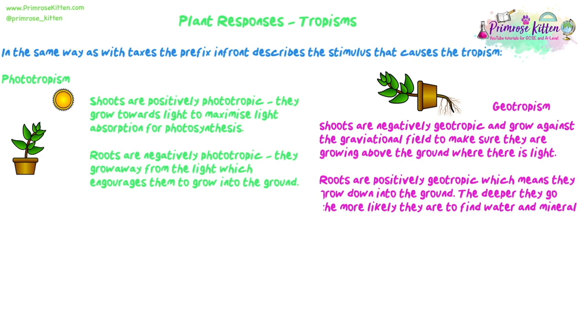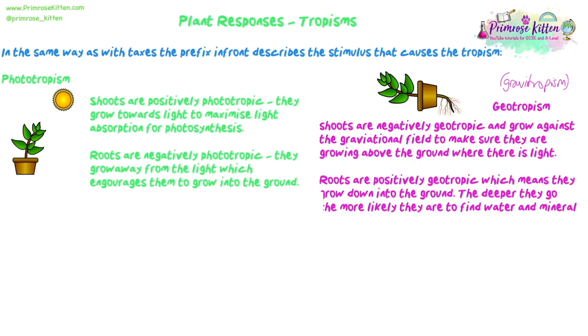Geotropism, sometimes also called gravitropism. Geotropism or gravitropism is the growth towards or away from the field of gravity or the gravitational pull. So shoots are negatively geotropic or gravitropic. They grow against the gravitational field. They make sure they're growing above the ground towards the sky, so away from the center of the earth, to make sure that there's more light, because again they need more light for photosynthesis. If you were growing with gravity, you'd be growing into the ground, which is not what we want if we are a shoot. Roots are then the opposite.